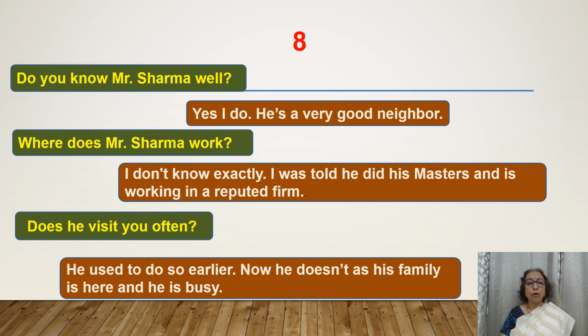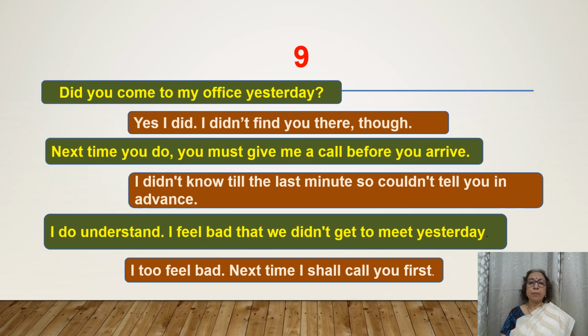Does he visit you often? He used to do so earlier. Now he doesn't, as his family is here and he is busy. Simple conversation and many sentences which you can use in different contexts when you are speaking. Here is number 9.